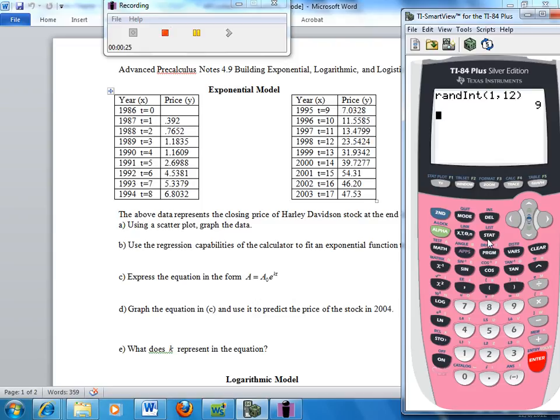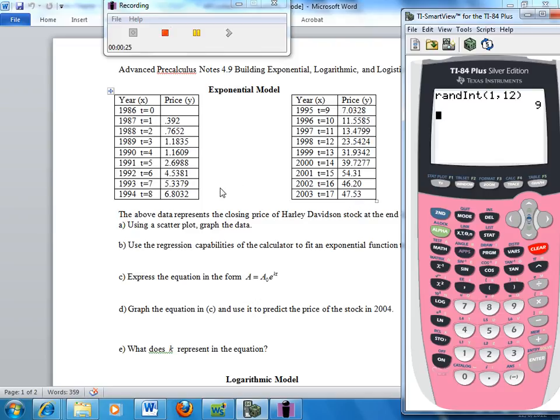So what you want to do is go to Stat. First, you want to clear this. This is the price of Harley-Davidson stock since it went public, and I guess this is the time, after year 1, times 0. I guess they don't really put a price in there, okay? After 1 year the price was 0.392, that's 39 cents if you're talking about stock prices. And then after 17 years, in 2003, it was at 47.53.